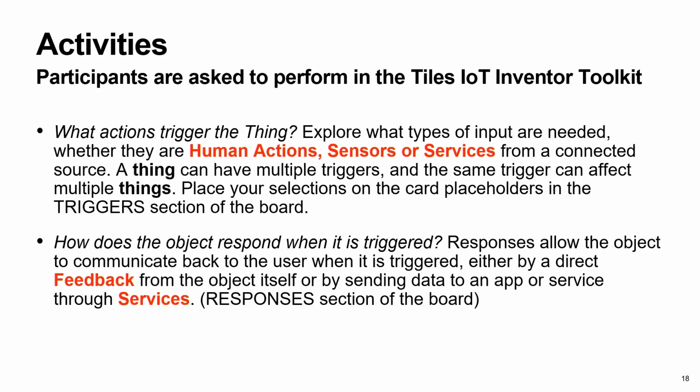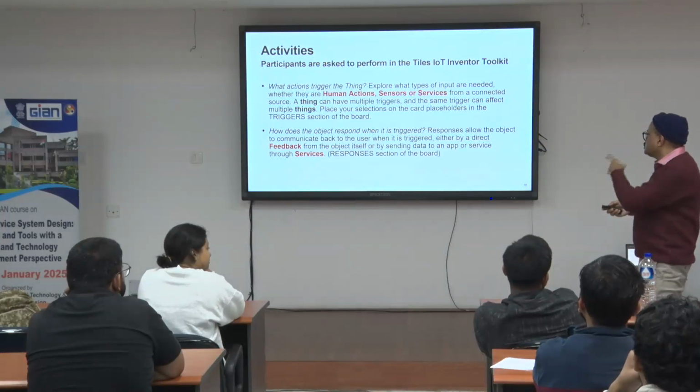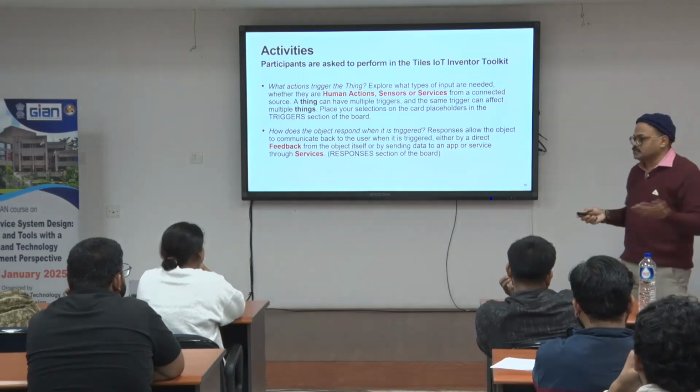How does the object respond when it is triggered? So how the object actually responds when that particular trigger happens. Responses allow the object to communicate back to the user when it is triggered, either by direct feedback from the object itself or by sending data to an app or services. So through the service component you are sending data to the server, right, as feedback. So that becomes your responses section on the board. All those feedbacks will finally go to the responses section of the board.